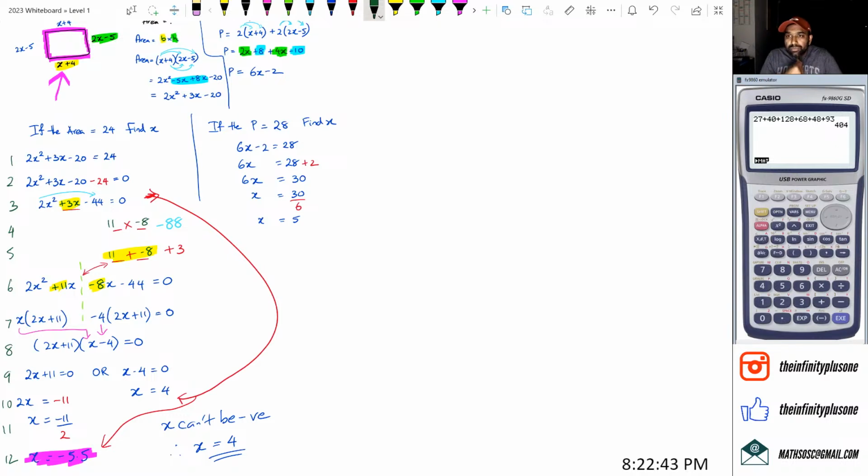Yeah, Chelsea, as I mentioned before, if you can do the quadratic formula, go for it, because you can actually get it done a lot quicker.